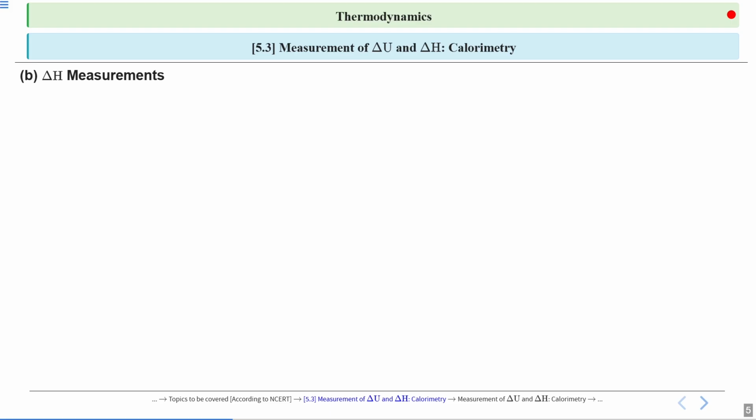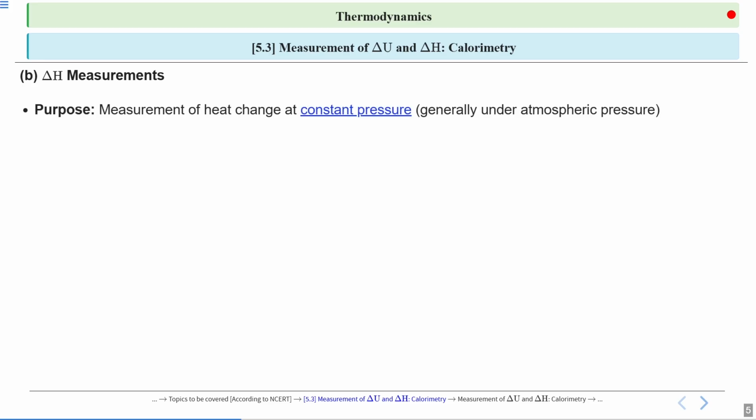We have already seen in the delta U measurement how we used the knowledge of the liquid to determine its enthalpy change, and with the help of that we calculated the enthalpy change for the reaction. In that case, one thing was for sure: we had to keep the volume constant. But in the case of enthalpy, what should be constant? Your pressure should be constant, right? So this is our constant. Now our purpose for the reaction is to measure the heat change at constant pressure, and that pressure is generally kept at atmospheric pressure, which is the normal 1 atm pressure that you observe daily.